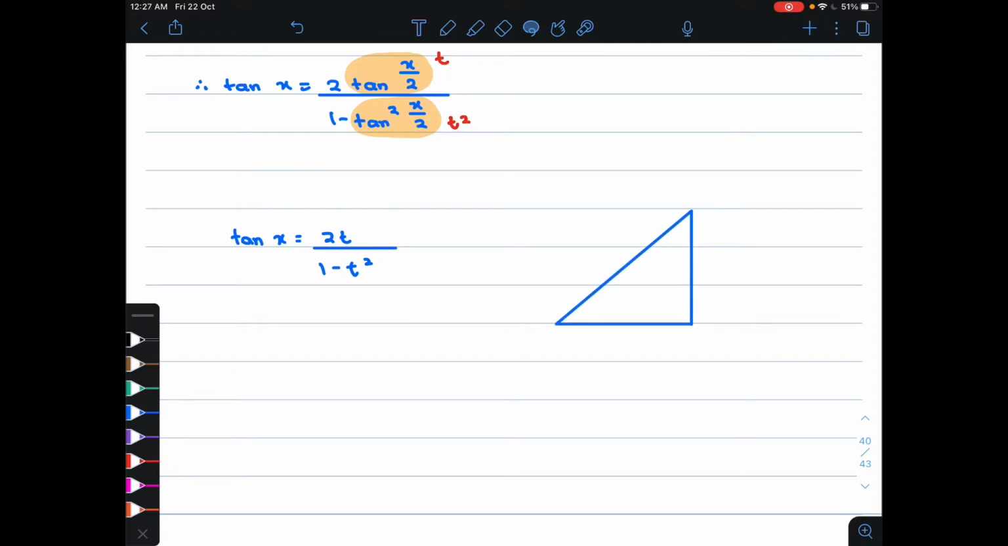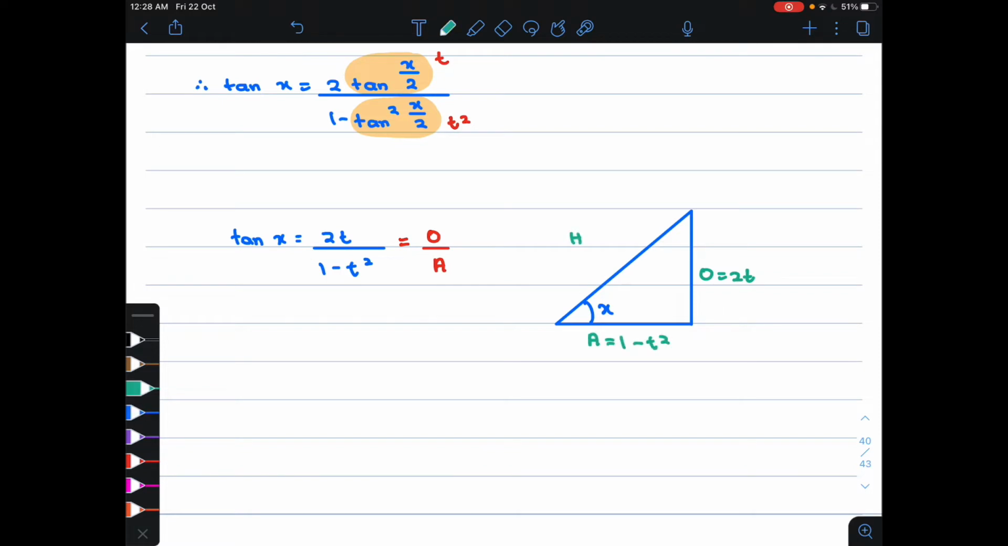So we will use this information in order to get our right angle triangle. So just draw any right angle triangle, but just to be safe, draw it in the first quadrant like this. So note that for tan, it is always O divided by A. And here, our angle is x. And hence, this is the opposite, this is adjacent, and this is hypotenuse. You can see that O is 2t, and A is 1 minus t squared.